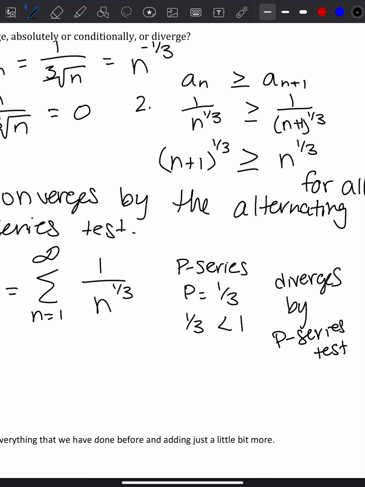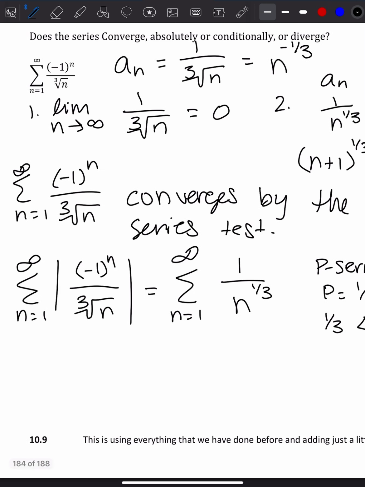So the series converges when we're looking at it in negative versus positive terms, but it diverges when it's in the absolute value form. So we know that this series from 1 to infinity, that alternating, is conditionally convergent.